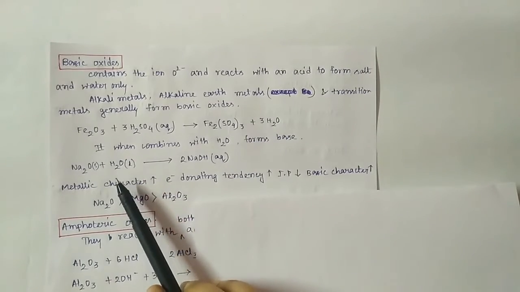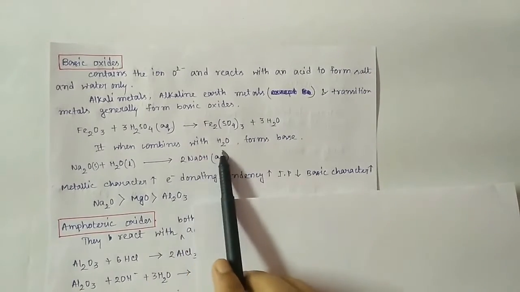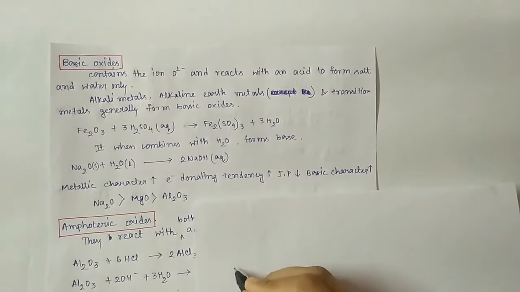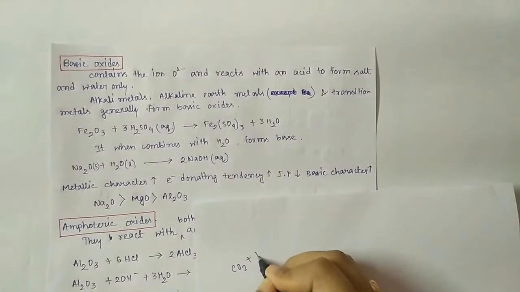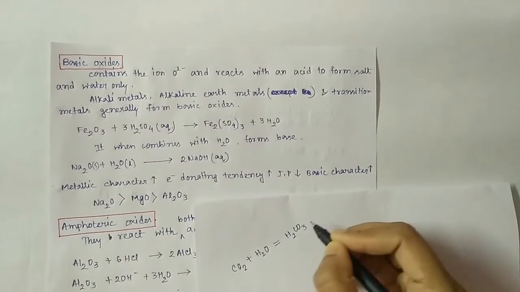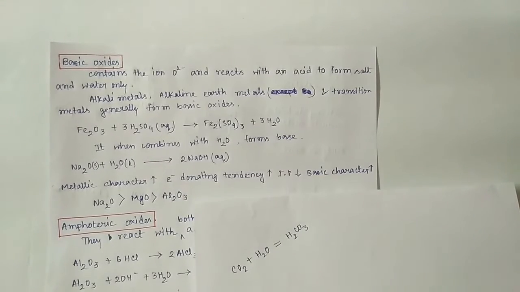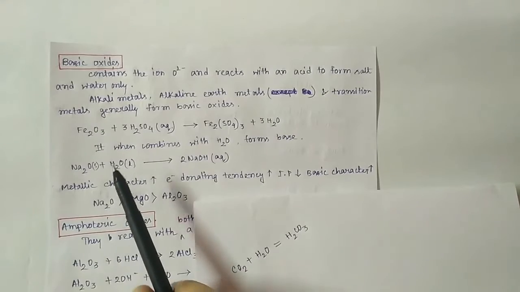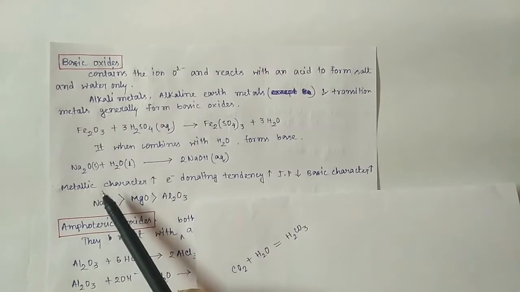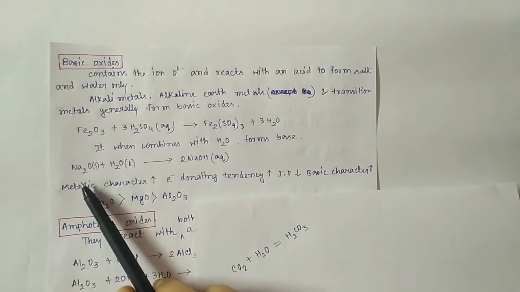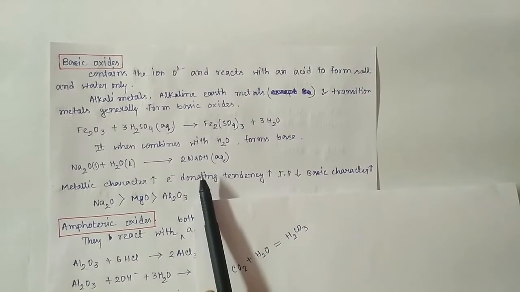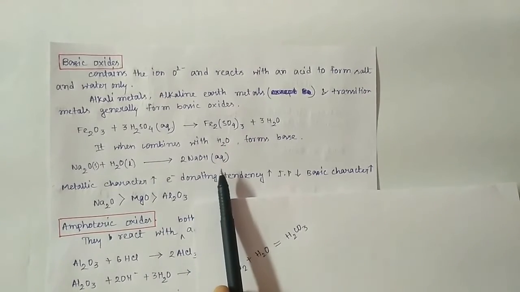Another characteristic of basic oxide is that when it combines with H2O, it forms a base. Previously I have told you that an acidic oxide, for example CO2, when it combines with H2O, produces H2CO3, carbonic acid. Remember, I have told you in my earlier video. And here, basic oxides such as Na2O, it may be MgO or K2O, when they react with or combine with H2O, form a base. It produces a base here, 2NaOH.